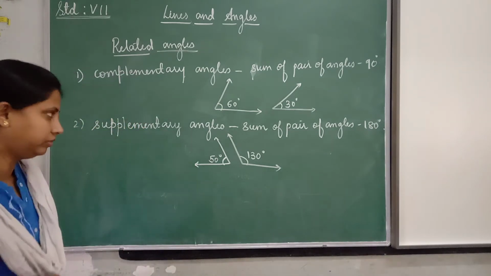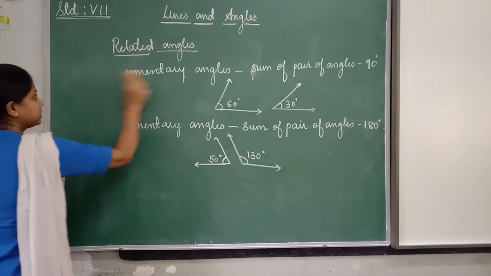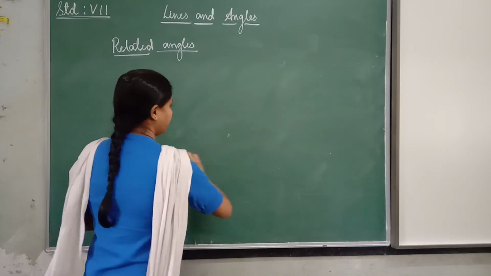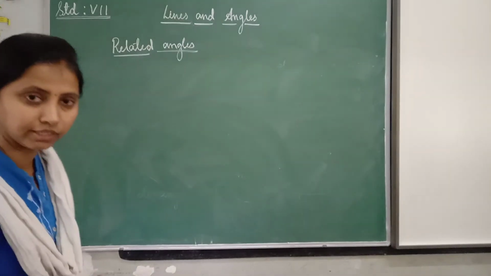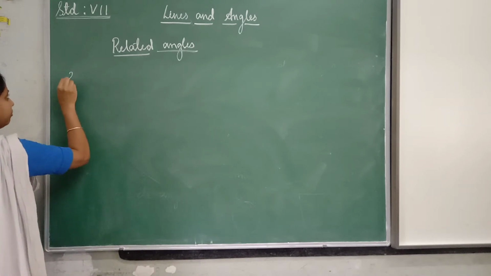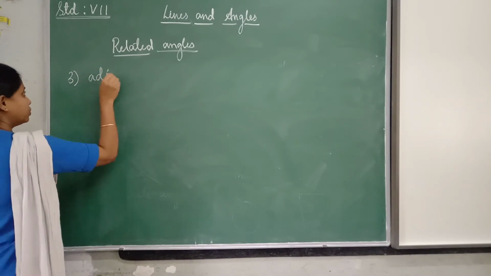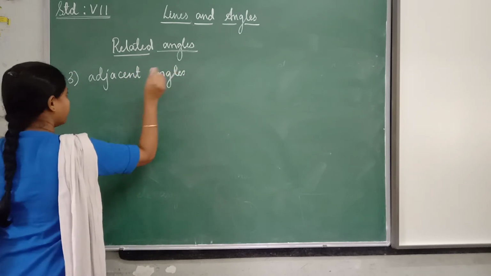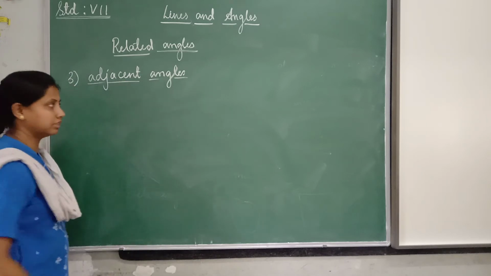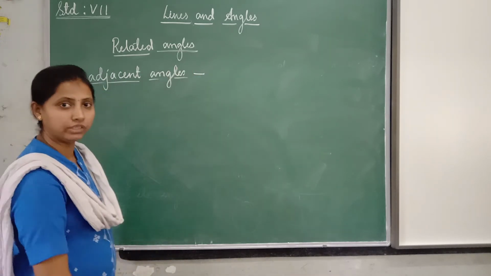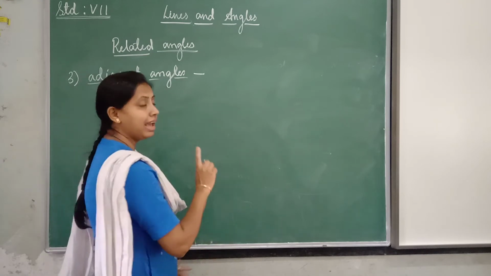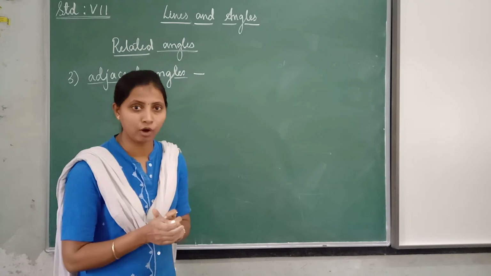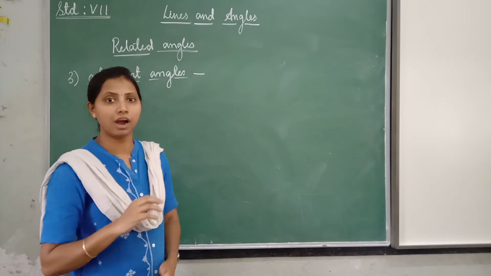Now coming to the next one, adjacent angles. These are very important basic things which will be carried forward to the next classes also, so be very careful and understand this. What do you mean by adjacent angles? Adjacent angles means they share a common arm. Adjacent angles are also a pair of angles, but they share a common arm between them.